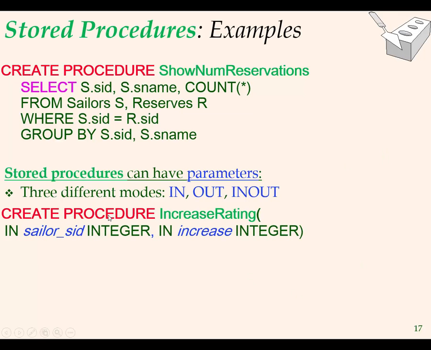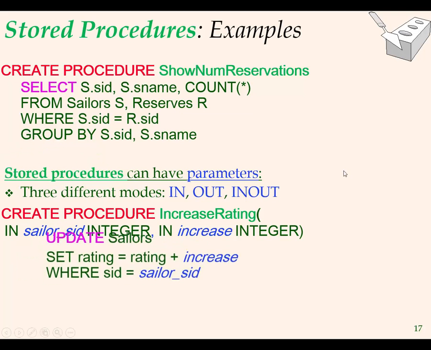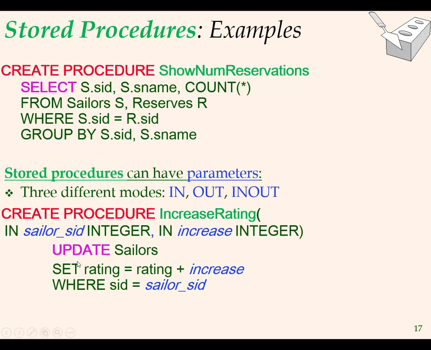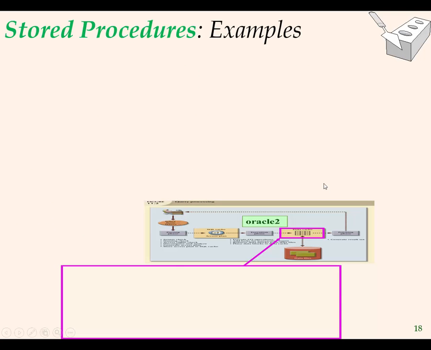So this is create procedure, another one, increase rating, open, close parentheses. Here are 2 parameters. Okay, so you put a keyword in. This is the sailor SID of type integer. This is in, increase integer. Let's look at the body. So what I want to do inside this procedure, I want to update sailors, which is your table, I want to set the rating to rating plus increase, which is the argument you invoke this procedure with, where the SID, again, you pass that as an argument when you invoke increase rating.